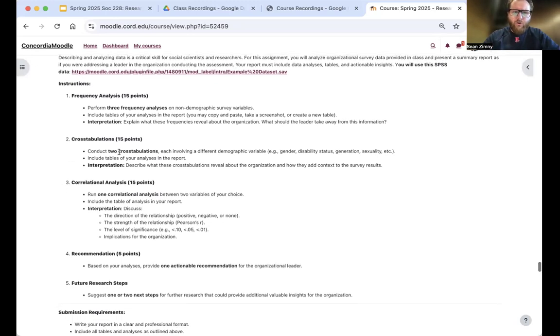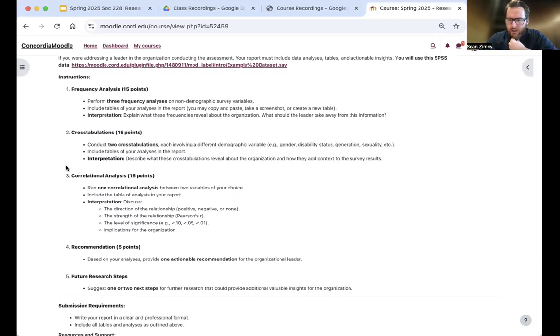You're going to run 2 cross tabulations as well, each involving a different demographic variable. That could be gender, disability status, generation, sexuality. It could be any of those variables. So please include the tables in the analyses of your report and then interpret that. What do the different responses for each demographic item reveal about the organization, about what you're finding?